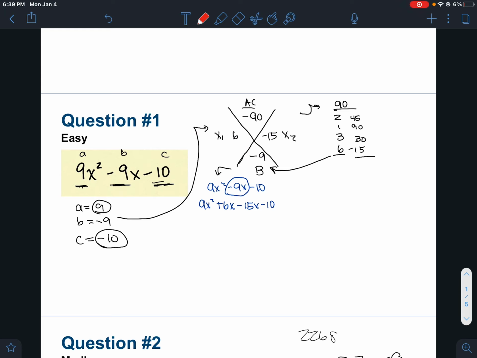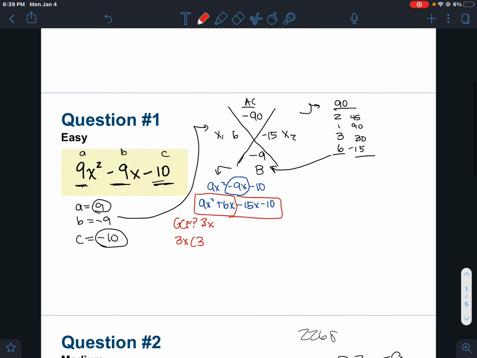So you want to go ahead and split these two terms. Then you have 9x squared plus 6x. What is the GCF? That's going to be 3x. So we can extract 3x and rewrite it. 3x goes into 9x squared like this, 3x, and then 3x goes into 6x twice, so that's 3x plus 2. And then the same thing for negative 15x minus 10.